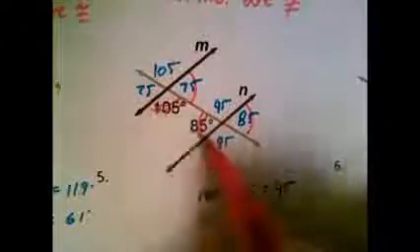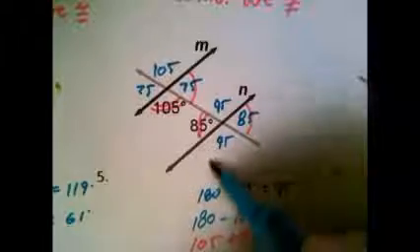Or you could look at it this way. 105 and 85 are same-side interior angles, so they should sum to 180 degrees, but actually 105 plus 85 gives us 190, not the 180 that we're looking for. So any way you think about it, no, in this one, M is not parallel to N.